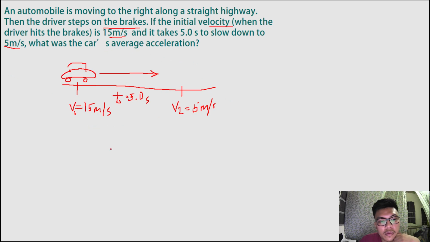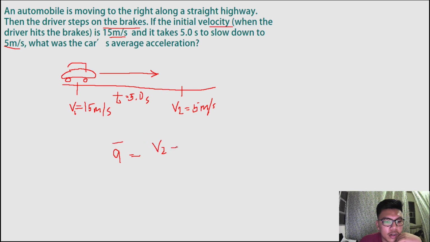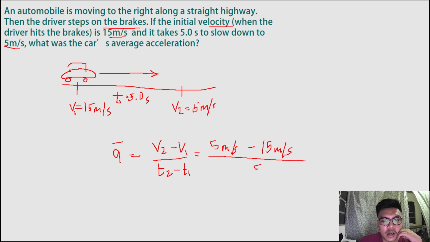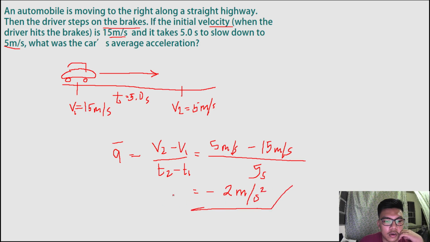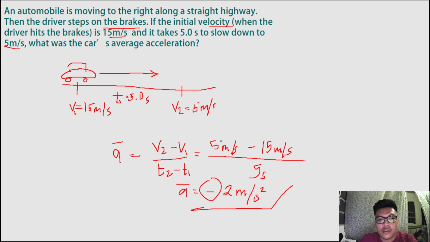Solve natin, ano? So, A bar now is equal to V2 minus V1 all over T sub 2 minus T sub 1. So, we have V sub 2 is equal to 5 meters per second minus 15 meters per second all over T sub 2 minus T sub 1 is 5 seconds then. So, we have negative 2 meters per second squared. So, ito yung ating average acceleration. Pero ano dapat ang mapansin? So, nag-negative. So, ano ibig sabihin? So, pakaliwa yung movement? Mali.